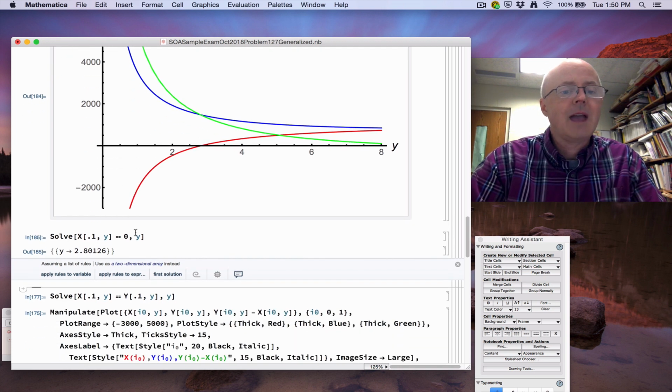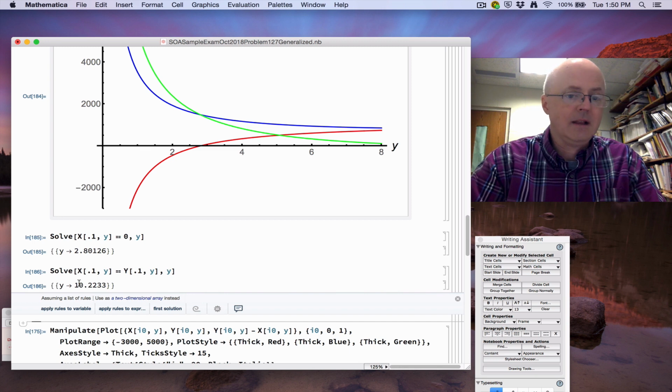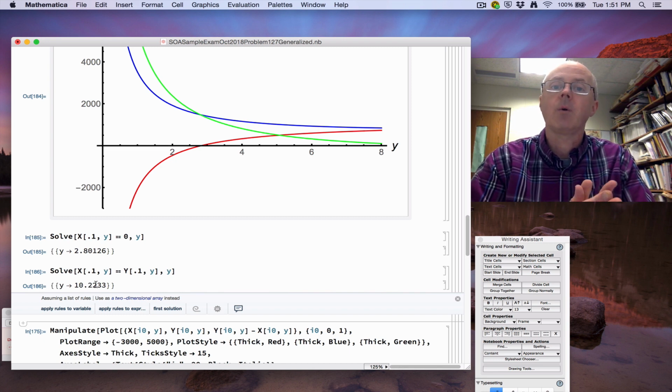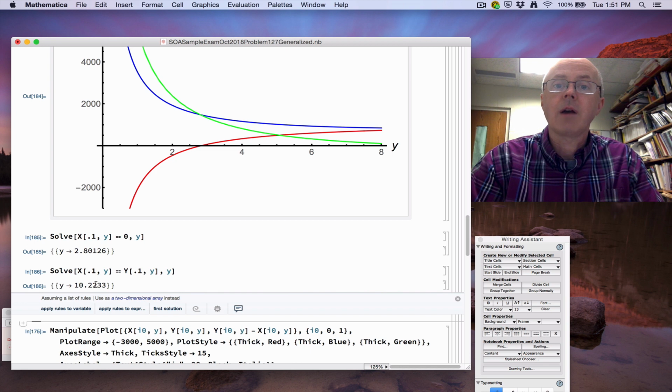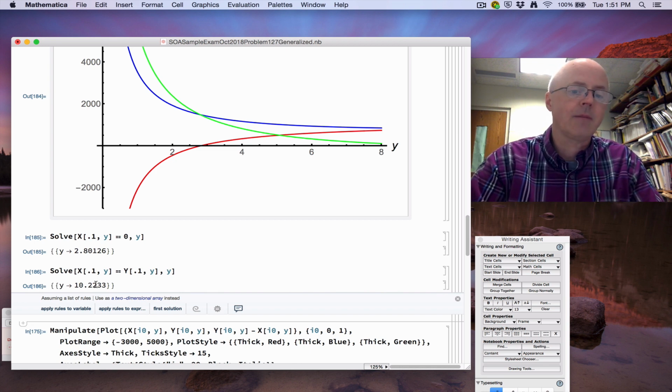Okay, and you might also wonder again, do these graphs cross? Does capital X ever equal capital Y? And it looks like they do. I could try to graph it out further to see if that really is the case. 10.22 is where they cross, and evidently when y is bigger than that, then the red graph is higher than the blue graph. The payment at time 0 is higher than the payment at time little y.